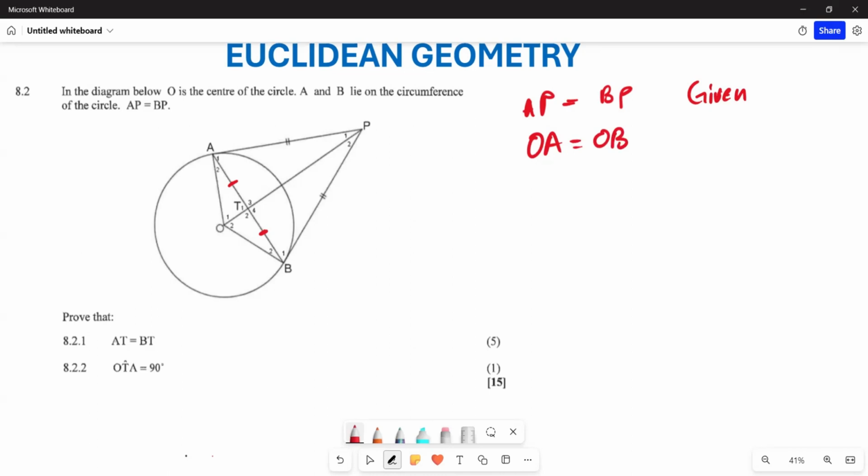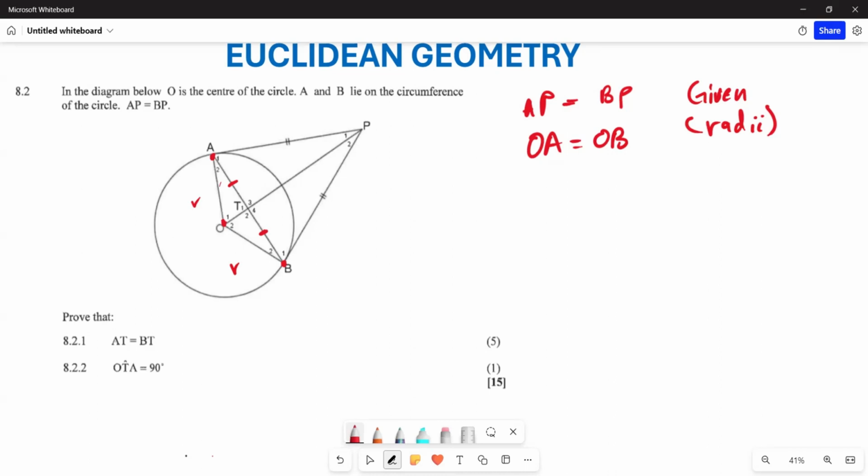Now, what is this? Remember, this is a line drawn from the center to the circumference of the circle. This is your radius, and this is also a line from the center to the circumference of your circle. When you have two of them, we call them radii, which is the plural. So the reason why these ones are equal is that both of them are lines from the center to the circumference of your circle.